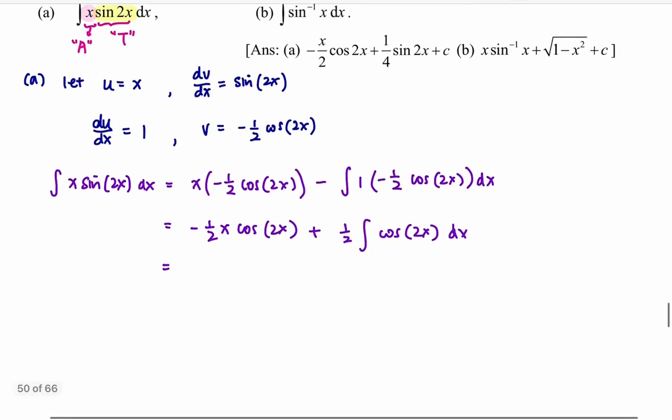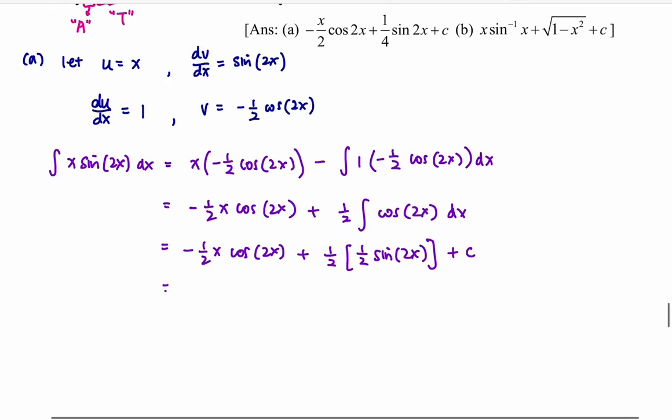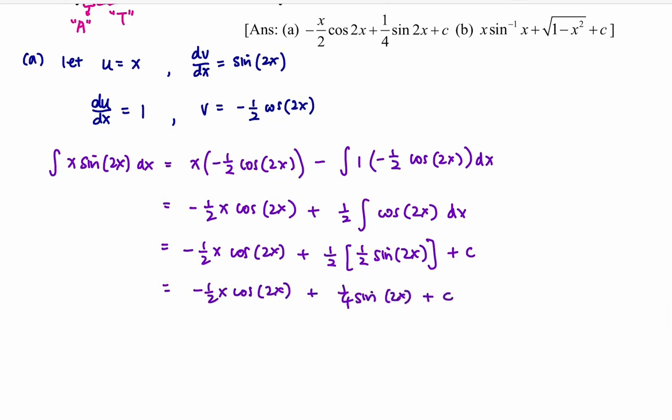Okay, so to apply your techniques of integration, the first term is already done. This expression, negative half x cosine 2x, is really completed. So all we need to do is to integrate cosine 2x, and that gives us half sine of 2x. And since you have solved the last integral, make sure we add the arbitrary constant plus c. And this will then be simplified into the final answer. Okay, so make sure that you practice your integration technique carefully.